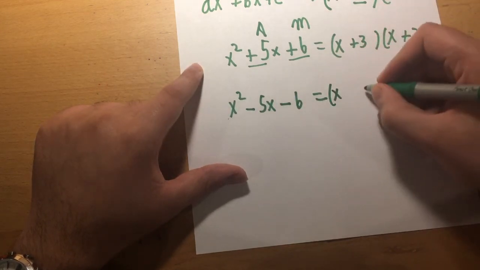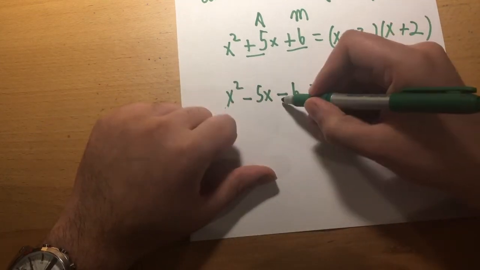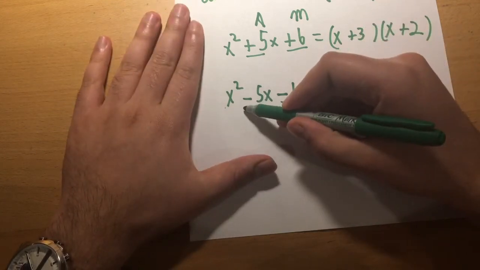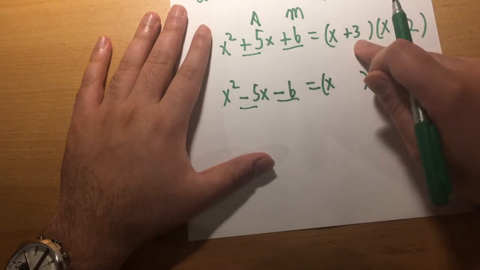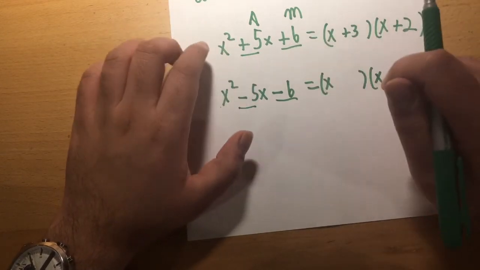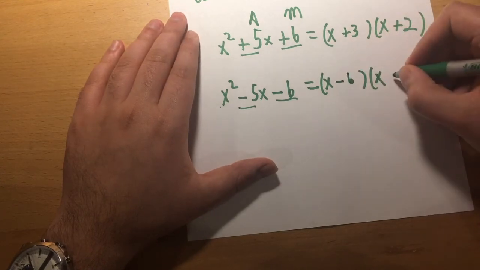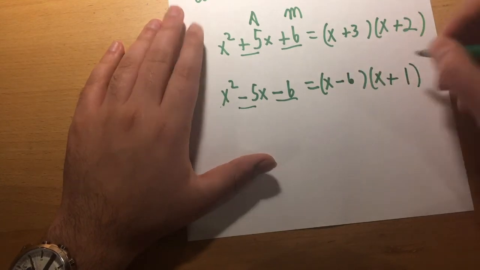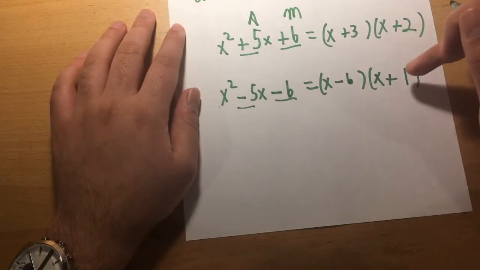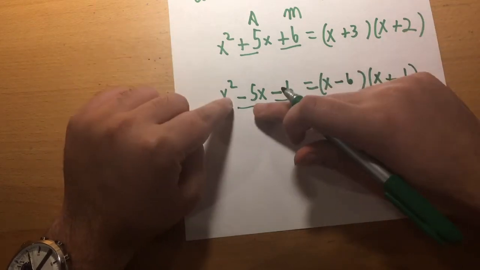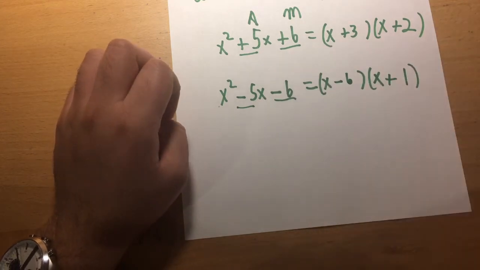So let's try to find two numbers that multiply to -6 and add to -5. In this case, it's not going to be 3 and 2, because those would get us positive numbers. It would actually be -6 and positive 1. -6 times positive 1 gets us -6, and -6 plus positive 1 gets us our -5. So always be careful of these signs.